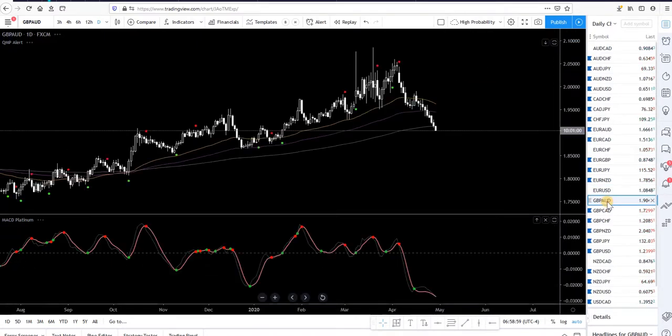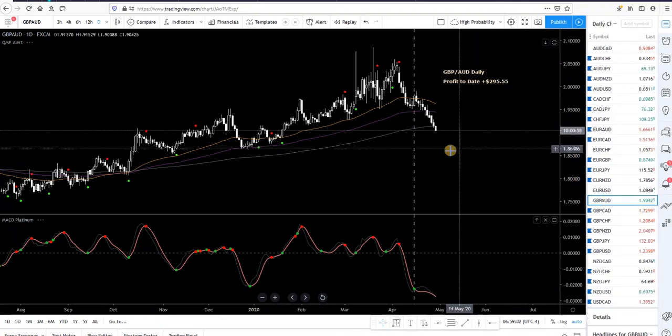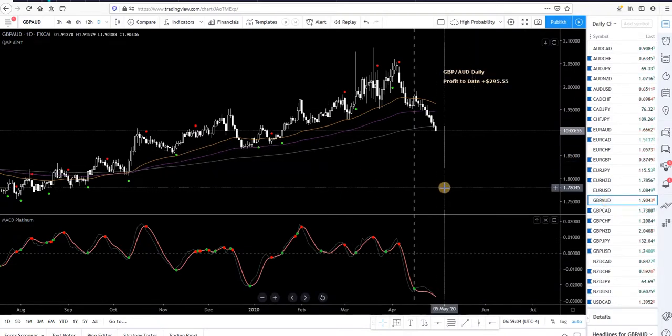Pound Aussie, let's have a look. I wish I was in a sell, but I'm not. Nothing doing at the moment, it's just falling away.